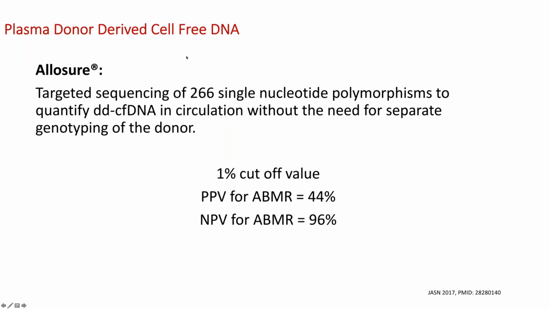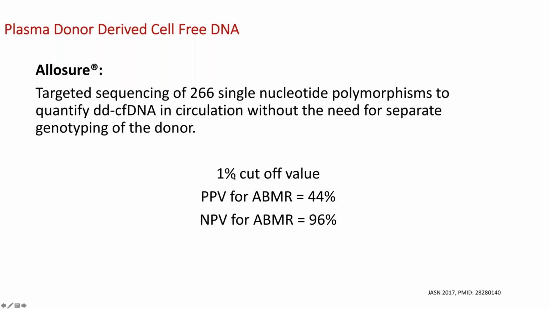Now, the other biomarker that's getting popular is what is known as alloSure, which is plasma donor-derived cell-free DNA. This utilizes targeted sequencing of 266 single nucleotide polymorphisms to quantify donor-derived cell-free DNA in circulation. So from the plasma sample, you isolate DNA, and in that DNA, you are able to determine what percentage of this DNA is coming from the donor versus from the recipient.